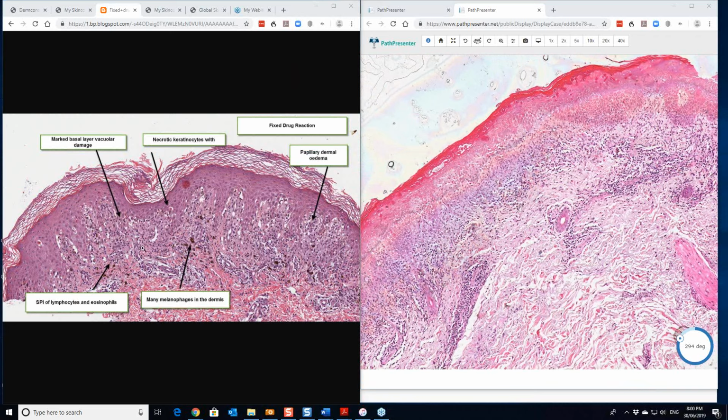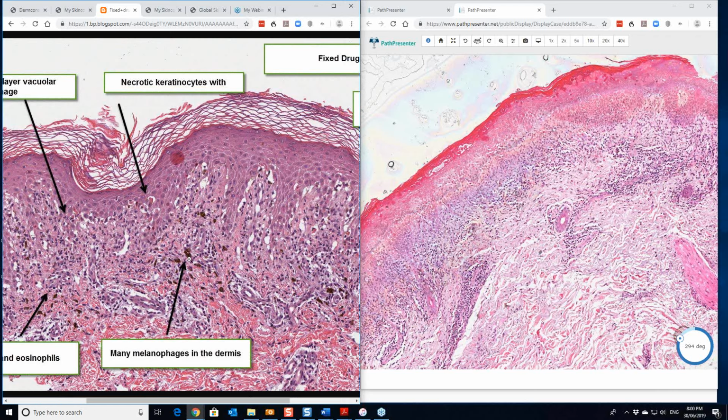This is another slide here that shows some of these features and has them highlighted for you. Papillary edema here can be a lot more than that. The necrotic keratinocytes that we spoke about, the marked basal layer damage here, you can hardly see it. This area here, this is the melanin in melanophages in the dermis. Look at all these pink necrotic keratinocytes here, Civatte bodies. So it's a florid damage that you get from a fixed drug reaction.